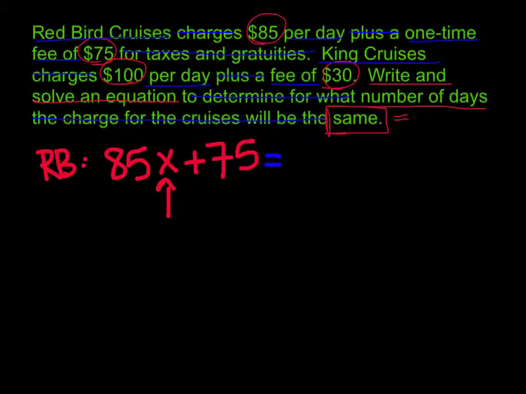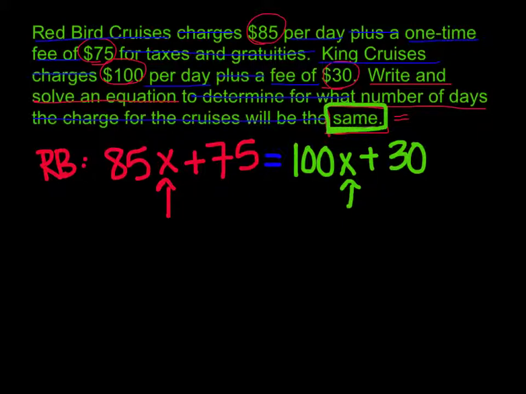We have $100 per day. Again, we don't know the number of days, so there's our variable x, plus a fee of $30. The reason why I set them equal to each other is because we are looking for when they are going to be the same. We need to figure out how many days we are going to take this cruise on both Redbird Cruises or King Cruises for everything to be the same. So we have 85x plus 75 is equal to 100x plus 30.